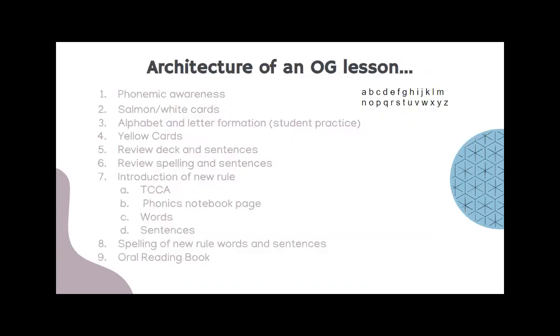I did want to just explain, as I had reminded, the architecture of an Orton-Gillingham lesson is very routine and very repetitive. So every single lesson follows pretty much the same pattern. It'll start off with an auditory phonemic awareness piece. As I just mentioned, we might be substituting. So you have the word map. Tell me map with the C at the beginning, right? So they might say cat. And then you're going to practice salmon and white cards.